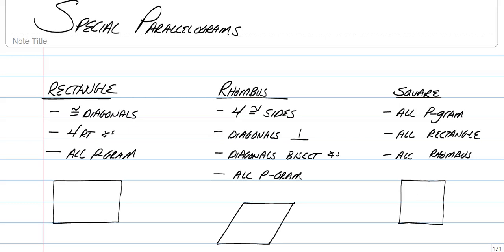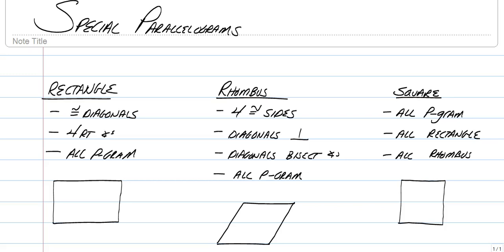In this video we are going to cover special parallelograms. That would be our rectangle, rhombus, and square. Now this video is just going to cover the basic properties. There will be another video to follow containing algebra problems and finding missing angles and stuff like that. So first, let's talk about a rectangle.